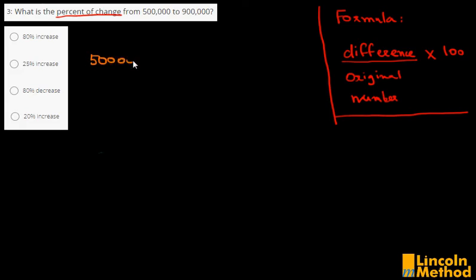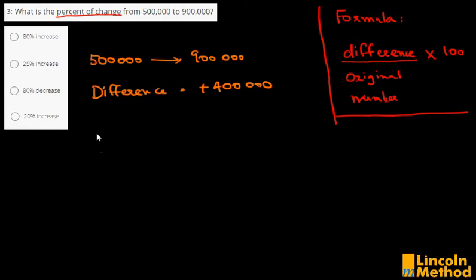So 500,000 changed to 900,000, which means there's a difference of plus 400,000, which means it increased by 400,000.